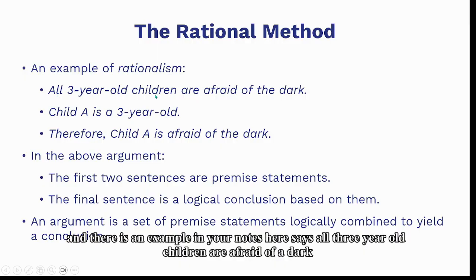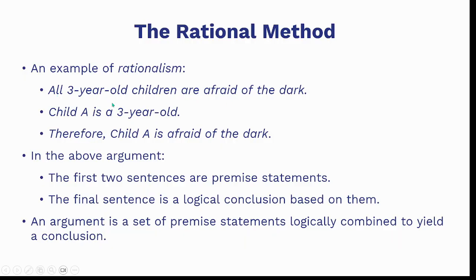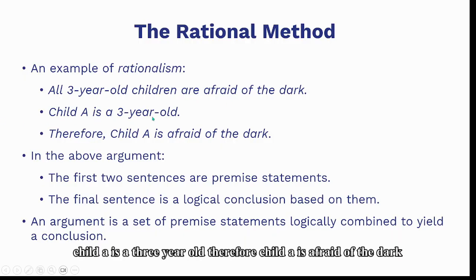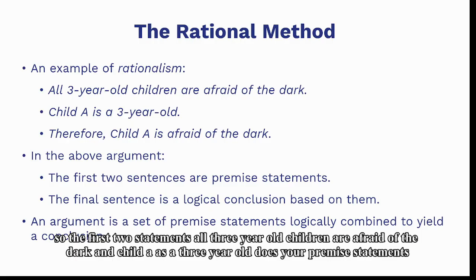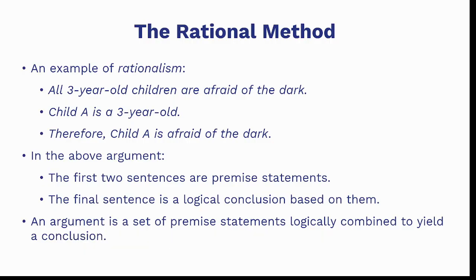It says all 3-year-old children are afraid of the dark. Child A is a 3-year-old. Therefore, child A is afraid of the dark. So this is using a logical set of statements to apply a premise outside of a singular situation. So the first two statements, all 3-year-old children are afraid of the dark and child A is a 3-year-old, are premise statements. And the third is a logical conclusion.